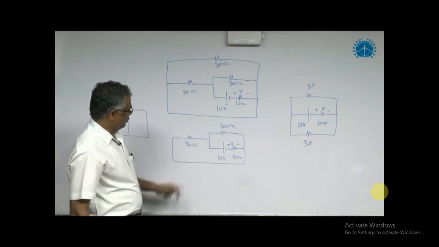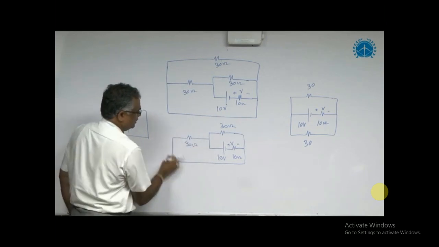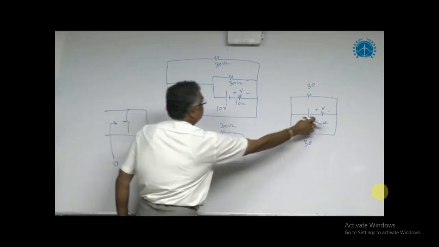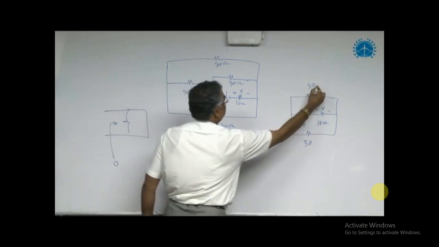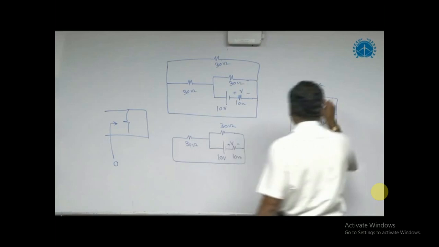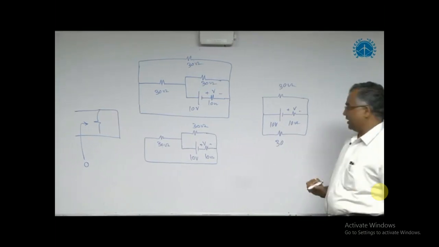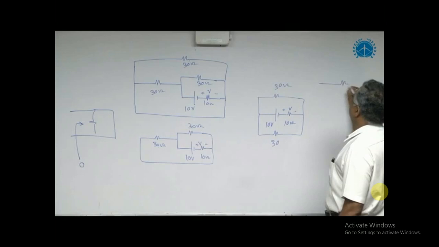This 30 ohm can be shifted here, so that is coming here. This is as it is, this 30 ohm as it is. Then we can simplify further: this 30 ohm and this 30 ohm are connected in parallel, with an equivalent of 15 ohms.